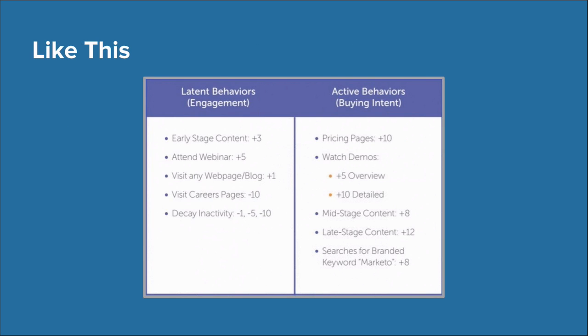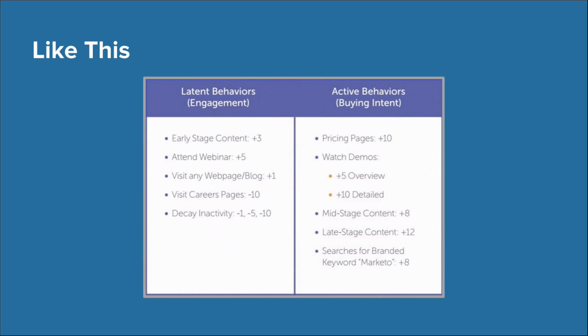This is an example of latent behavior, active behavior. These aren't necessarily industry best practice terms. This is just what this one content vendor chose to use. But you can see the pricing page is 10 points. Watching a detailed demo is 10 points. And there are different scores for different actions, like visiting the careers page, for example. That's probably not your customer, right? It's probably not someone in your ideal persona. That's someone who wants to work for you. So that should detract from their lead score. It shouldn't add to it.